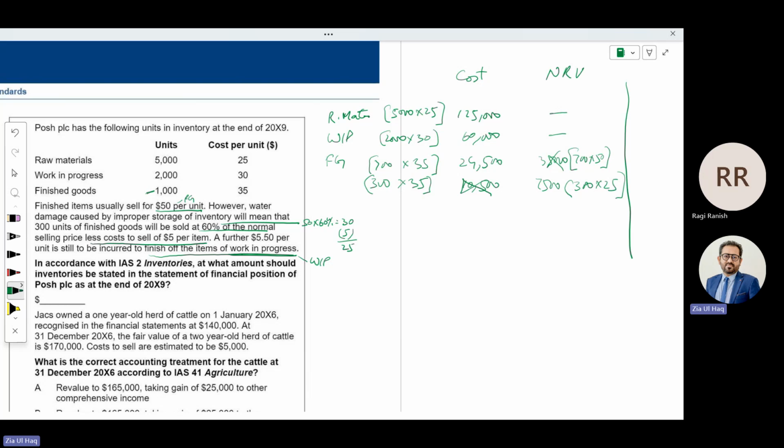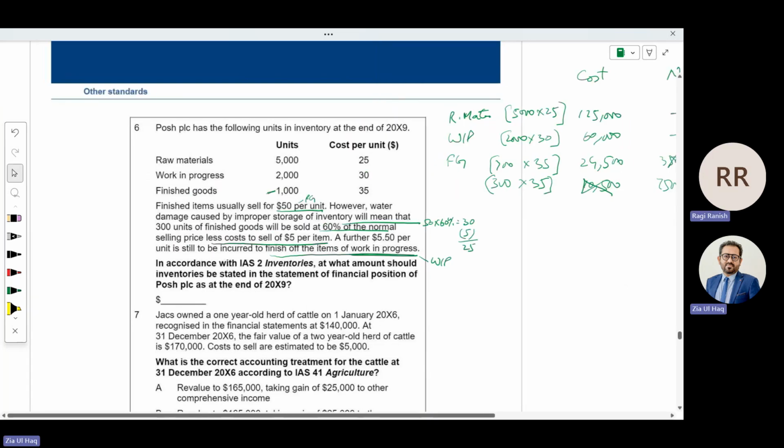So raw material, we will take the figure, how much, 125,000. For work in progress, we will take the figure 60,000. For finished goods, these 700 units, we will take the figure 24,500. And for these 300 units, we will take the figure 7,500. Altogether 217,000.